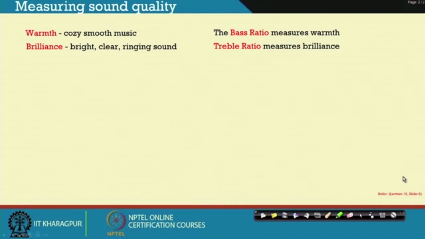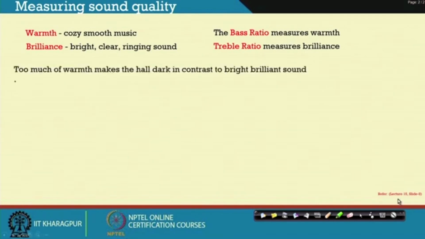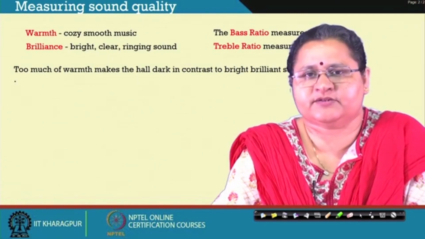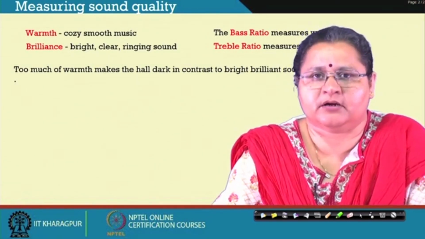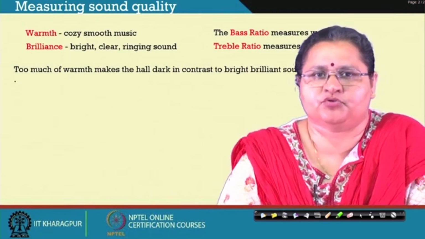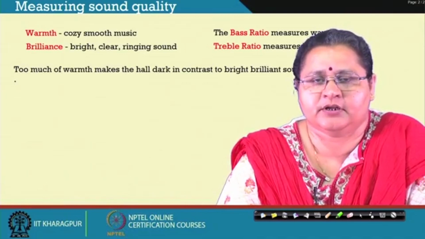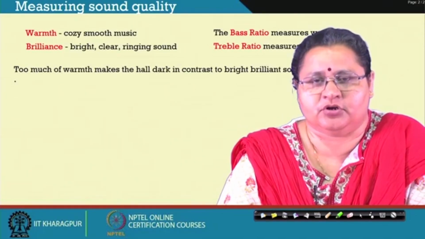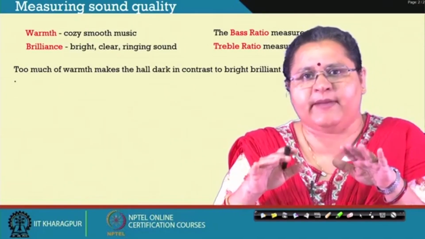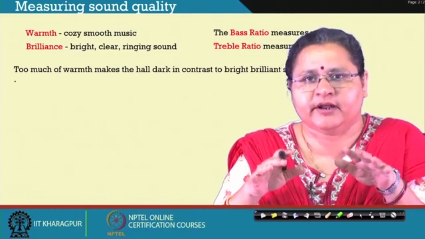Now, let us see what the bass ratio is. Too much warmth may actually make the hall feel dark. In contrast, too much brilliance can bring brightness to the hall, but both are not desired to a great extent, because you do not want a dark and dull hall, neither a bright and brilliant hall. So, we actually need a balance between the bass ratio and the treble ratio.